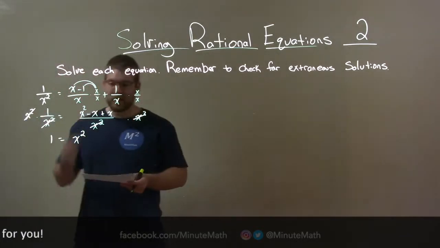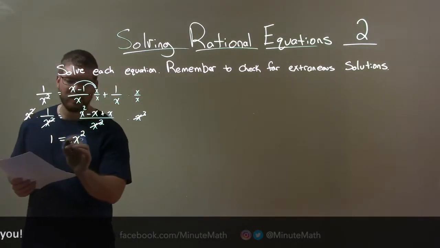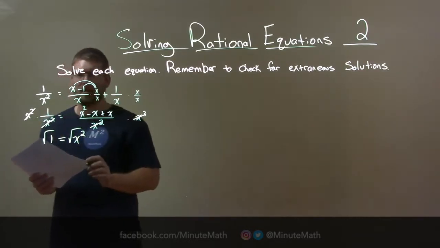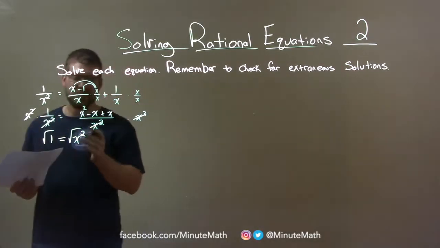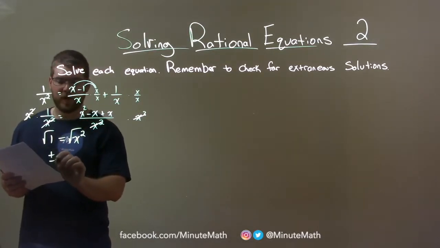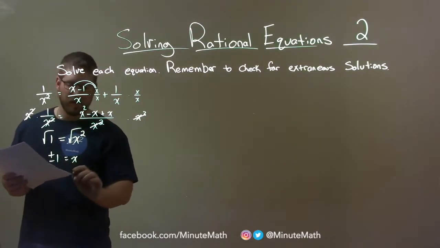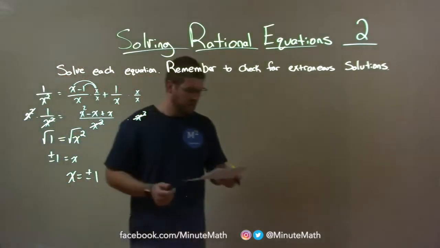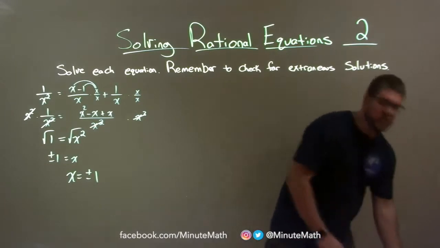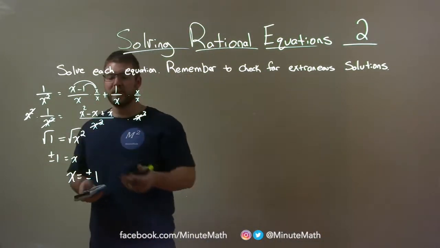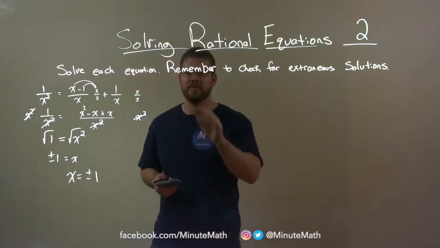So now we have 1 equals x squared. Remember, to get rid of that, we square root both sides. Well, square root of 1 is just 1, but since we took the square root over the equal sign, plus or minus, so we have plus or minus 1 equals x. So x is plus or minus 1. So this one's actually pretty easy. We just need to check now for our extraneous solutions. So we're going to take our original equation and put 1 in for x and negative 1 in for x as well.